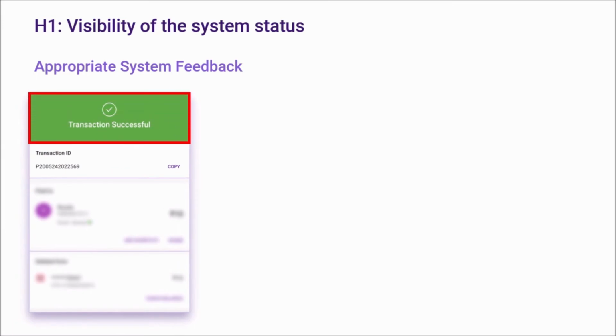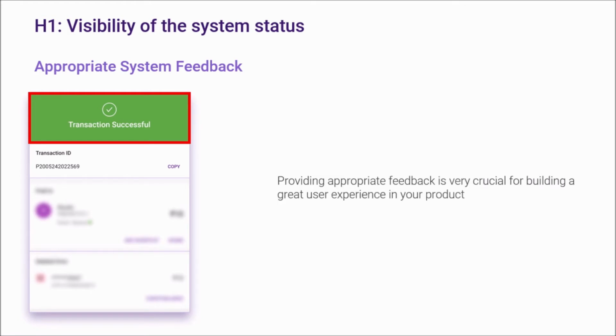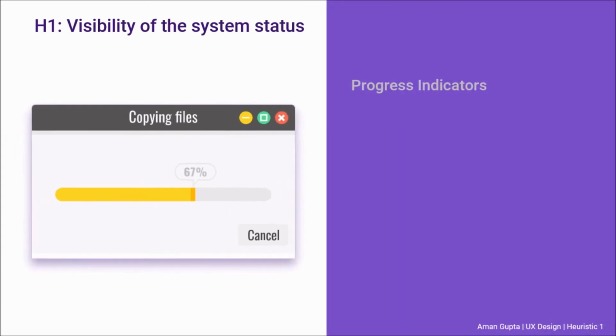Here is another screenshot that clearly indicates to a user that the transaction has been successful. Always remember that providing appropriate feedback is very crucial for building a great user experience in your product. Displaying progress indicators can be another great way to inform users about the current state of the system. Today, everyone wants everything to be quick. Nobody seems to like waiting, and this wait even becomes harder when you don't know when it will end.